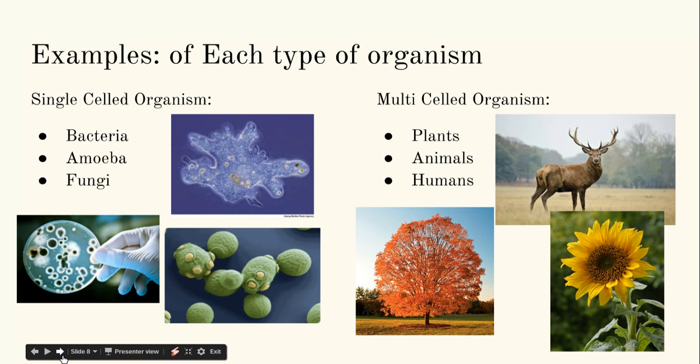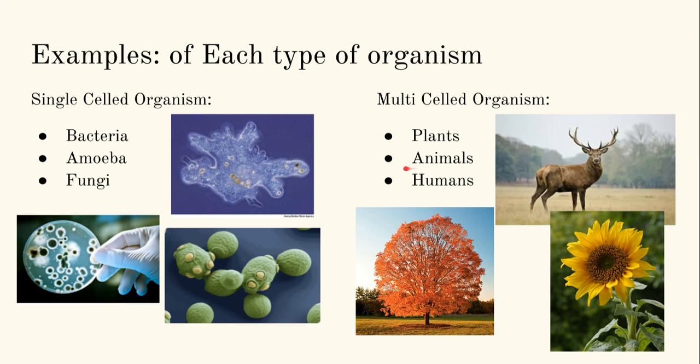Okay, so here are some examples of each type of organism. If you look here at the single-celled organisms, some examples are bacteria, which you can see in these pictures, amoeba, which we read about yesterday, that was in the White Water Center, and then fungi. All of these perform all life functions by themselves. So this amoeba performs all life functions just by itself. It has nothing else with it.